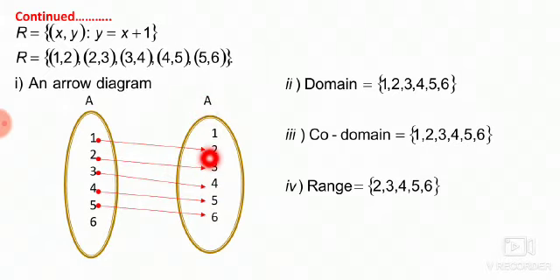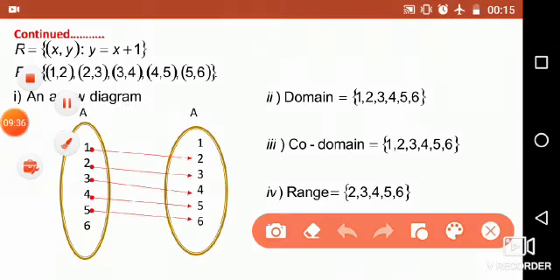But the range is the set of images. The image of the first is 2, the image of the second is 3, the image of 3 is 4, the image of 4 is 5, the image of 5 is 6. Therefore, 2, 3, 4, 5, 6 are the members of the range R. Therefore, we have represented the given relation in roster form and arrow diagram. We have written the domain, codomain, and range of the relation. This type of question will be expected in the examination.